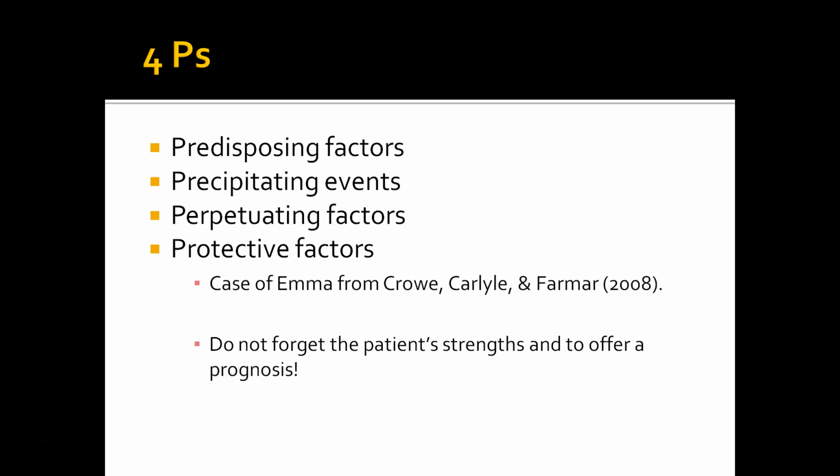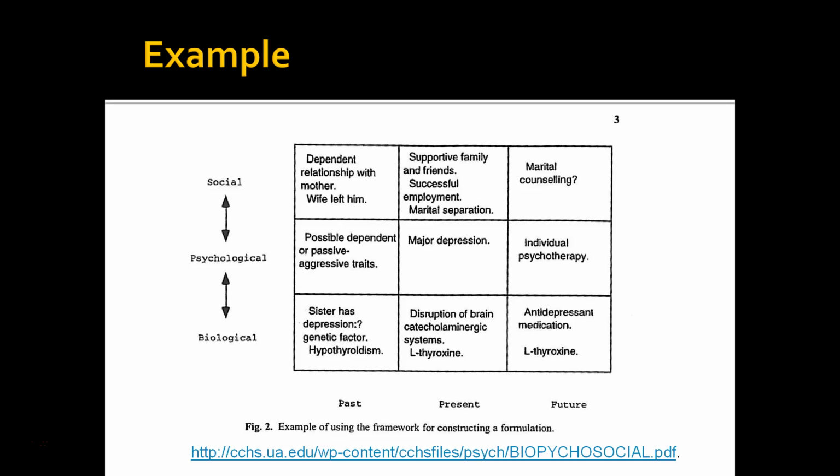Perpetuating: what is continuing the symptoms for the client? And then also, what is protective? You really need to be thinking in your formulation, what are the strengths of the patient? What is going to help them be able to engage in the plan that you are proposing and offer that prognosis? So, how are you going to reevaluate progress?